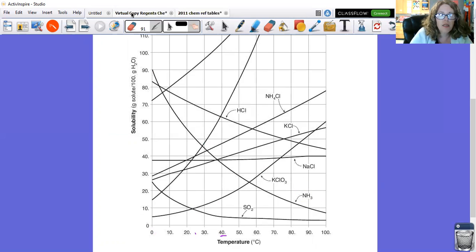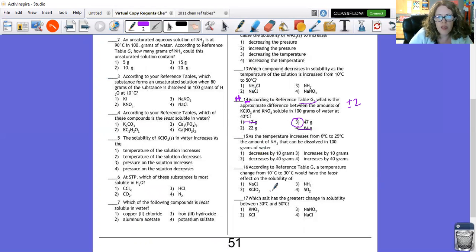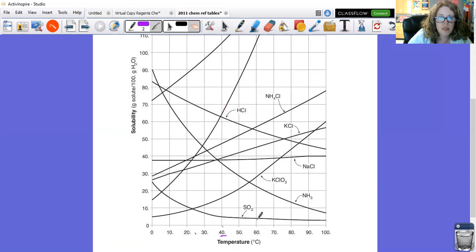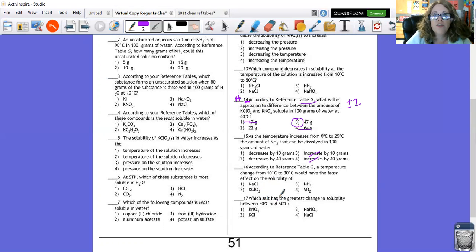So going back to my table, concentration is going to decrease, not increase. And of course, I need to figure out by how many grams from 0 to 25. I should not have erased those spots. So 0 was right here, and 25 is about here. So 90 minus 50 is going to be 40 grams.